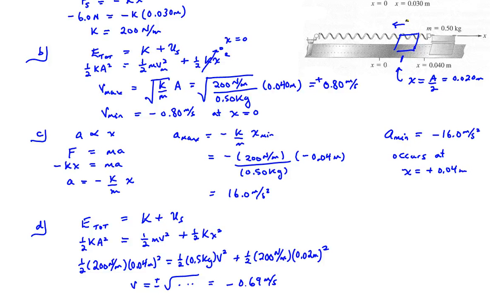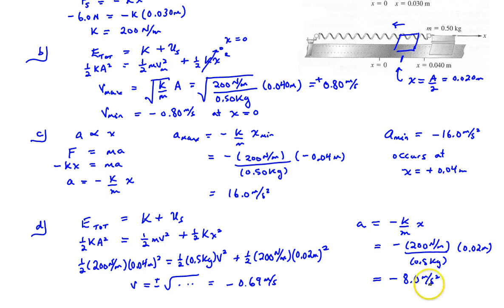Okay, we also need to find the acceleration. Now earlier we defined the acceleration. Let's just use this equation over here and use the same method, except we're now going to be plugging in a different value of x. So the acceleration at that particular point in time will be negative 200 newtons per meter divided by the mass of 0.5 kilograms multiplied by the displacement of 0.02 meters. And that will give you an acceleration of negative 8.0 meters per second squared.